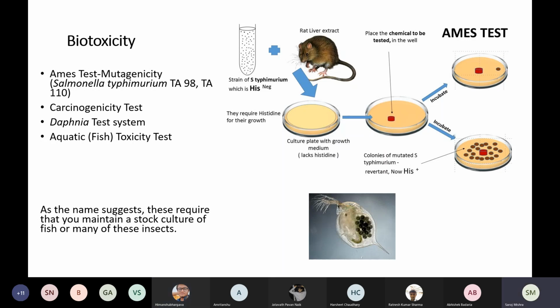Well, they can be carried out. So you don't have to go to a model organism. Yeah, sometimes you do that. You may actually inject that particular toxicant into a rat and observe after a period of 20 or 30 days whether there is a tumor formation.